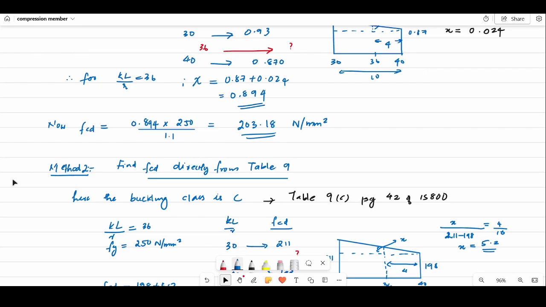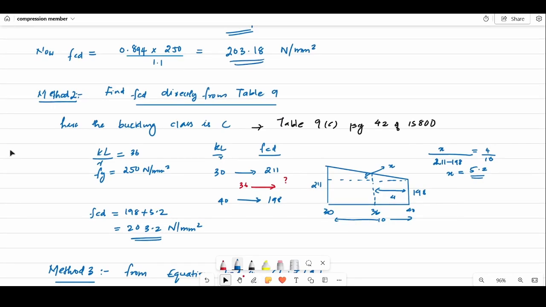So from this we will obtain the design compressive stress value as 203.18. Now there is another quick, easy and very short method where we can directly calculate the FCD value from the table. It is given in Table 9. All the tables 9A, 9B, 9C, 9D directly give you the design compressive stress value FCD.